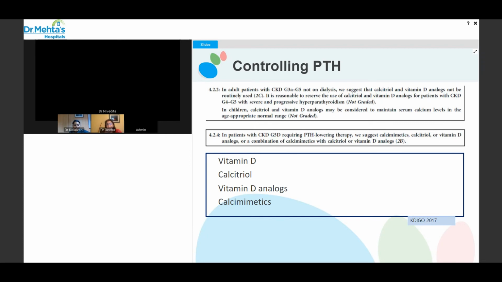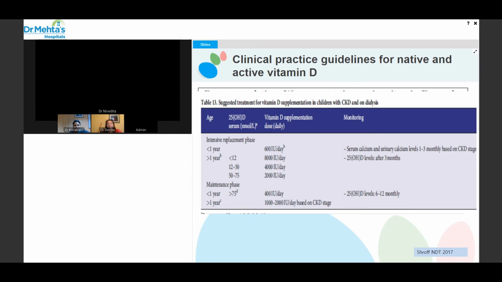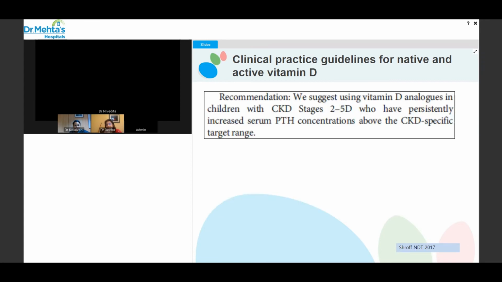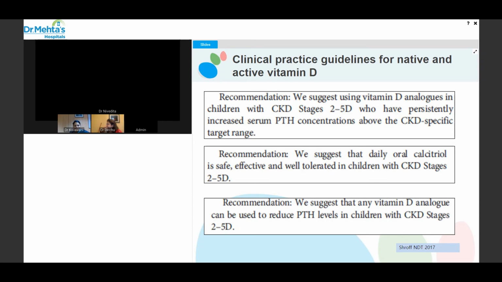The recent guidelines by the European Society of Pediatric Nephrology recommend maintaining normal levels of vitamin D, either by using ergocalciferol or cholecalciferol. And though there aren't strong recommendations or evidence, the guidelines recommend this treatment. Coming to active vitamin D, both calcitriol as well as vitamin D analogs are recommended in secondary hyperparathyroidism that is refractory to the first line of treatment in children.